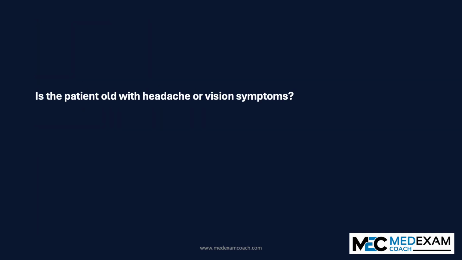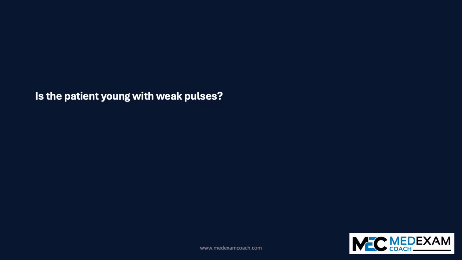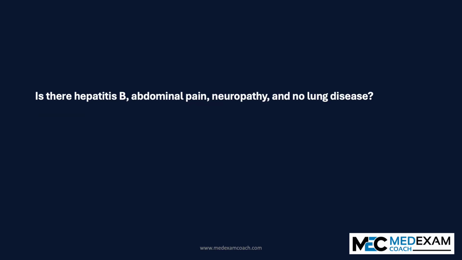Okay, so just going through all of these vasculitides one by one. Is the patient old with headache or vision symptoms? If so, think of giant cell arteritis. What's the next step in management? Steroids before temporal artery biopsy. Is the patient young with weak pulses? Think of Takayasu's. Is there hepatitis B, abdominal pain, neuropathy, and no lung disease? That should be polyarteritis nodosa.